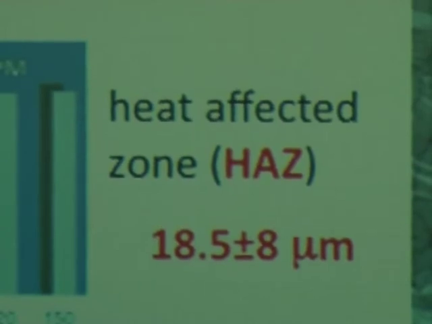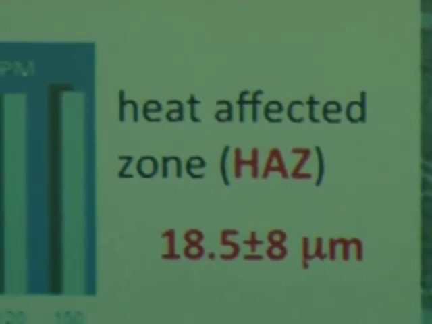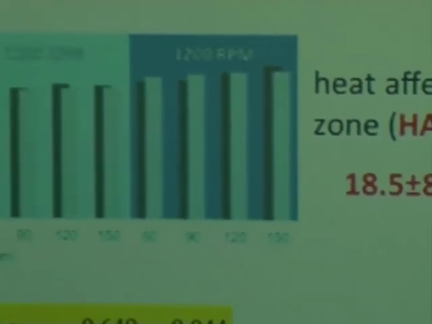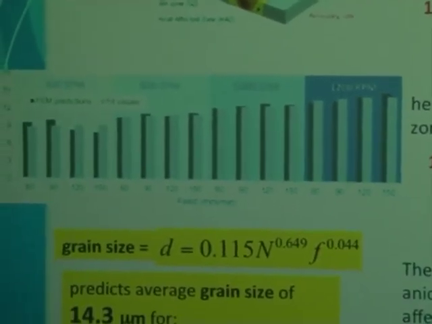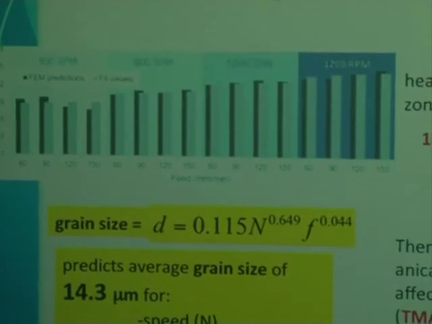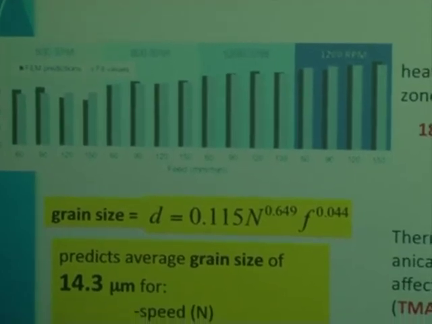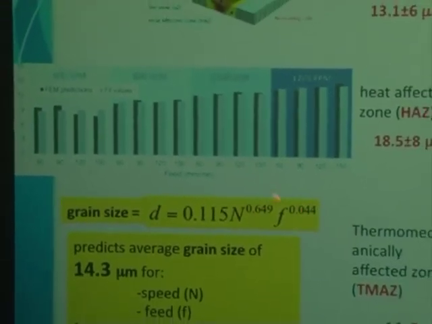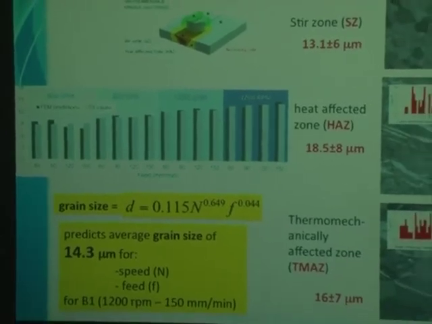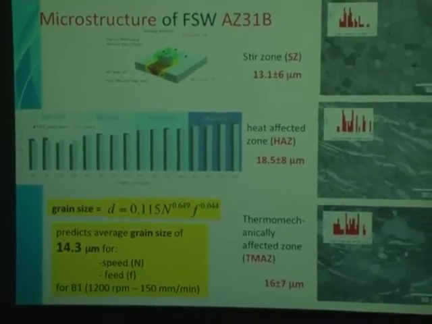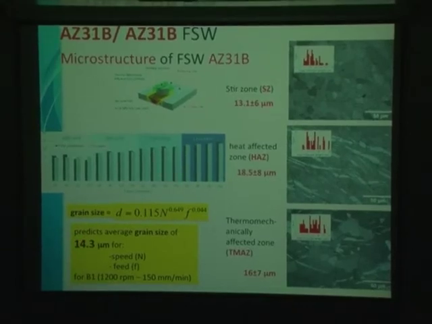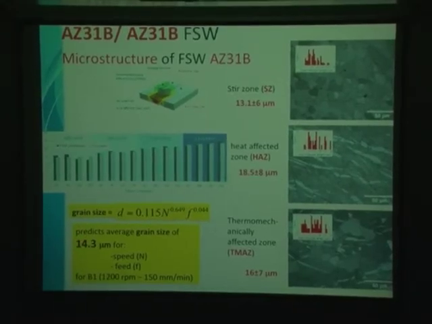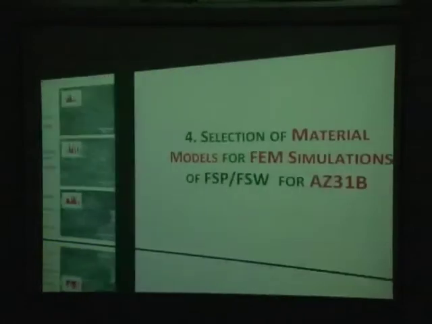And we have done a lot of characterization on this. We were able, in fact, to come up with a very simple empirical equation that relates the grain size to your operating parameters. So an engineer does not really need to know anything about temperature or strain rates or strain. They know that we put in speed and feed, and we get grain size. This has just been published, and we're able to predict 14.3 compared to, for example, about 13 in the nugget. So we think this is a very good prediction.